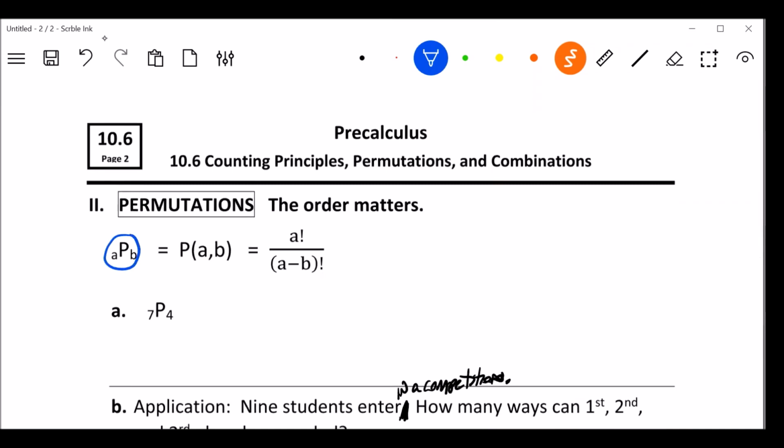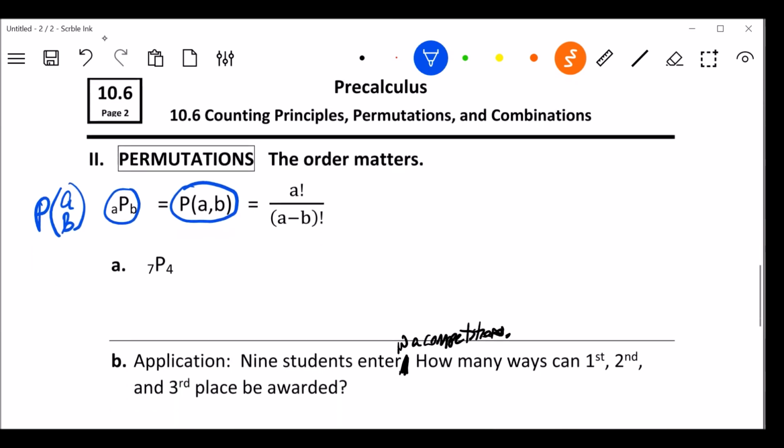These are symbols or ways of showing it, and it can also be shown this way, A and B. What this stands for is that A is the total number of things that you have, sort of like 9 students. And B is how many things are being chosen. So this would be 9 things, 3 chosen at a time.